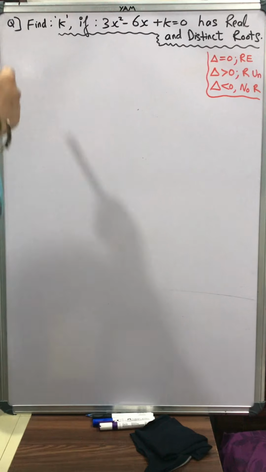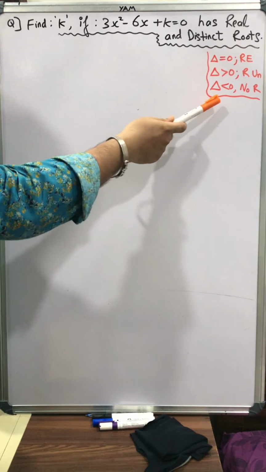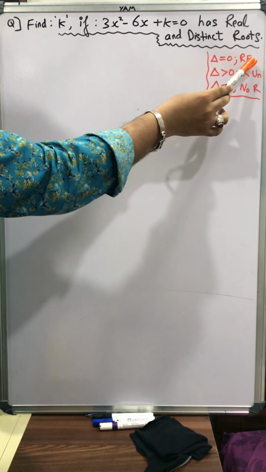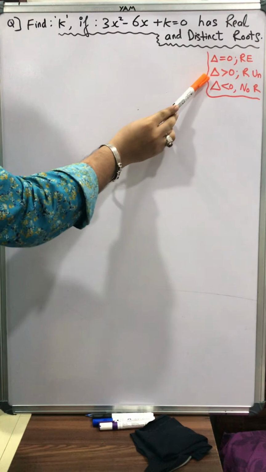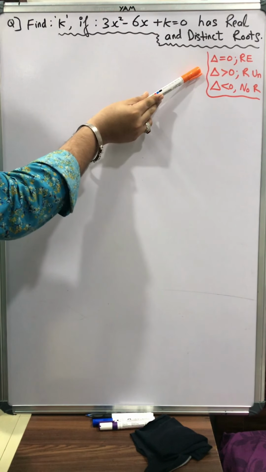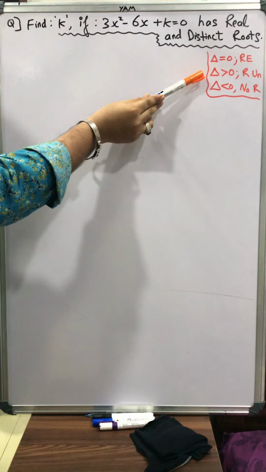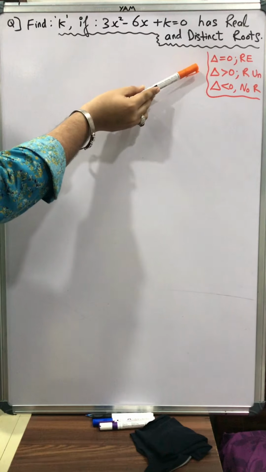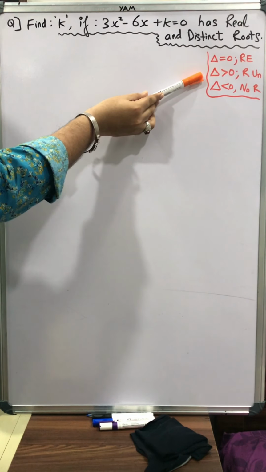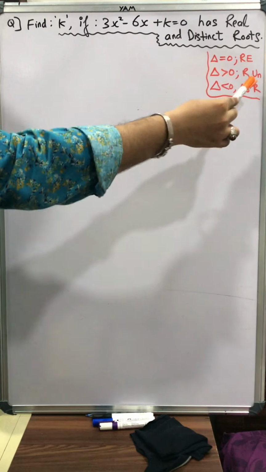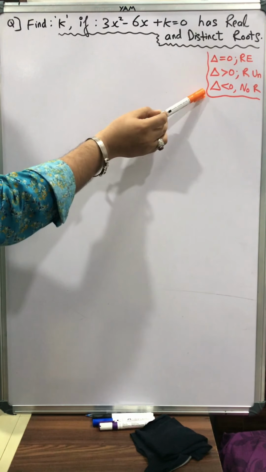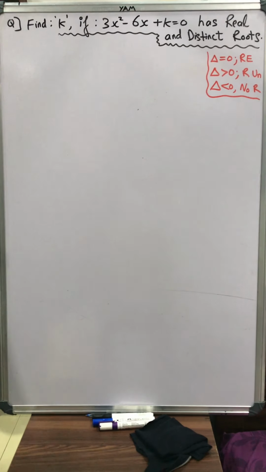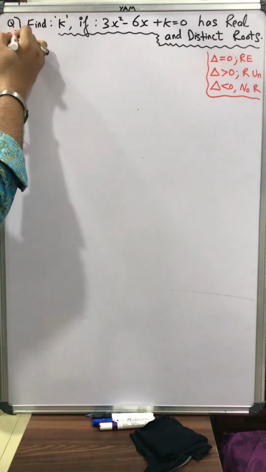Next question is, students, on the board. Once again I am explaining the note. Delta, the discriminant, if equal to 0 means real and equal. R means real, E means equal roots. When the discriminant is greater than 0, that means the discriminant value is positive. We have a positive value, then real and unequal. UN means unequal. That means whenever the value of the discriminant is greater than 0, then we have real roots and both the roots which we get are unequal. And when the discriminant is less than 0, we have no real roots. We have imaginary roots. Next question on the board, students. This question was asked in the year 2015.